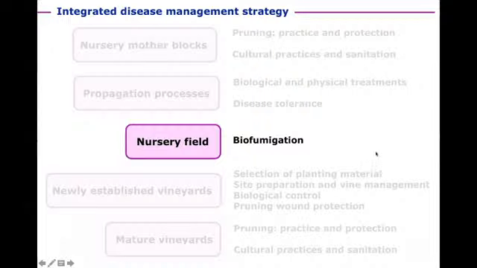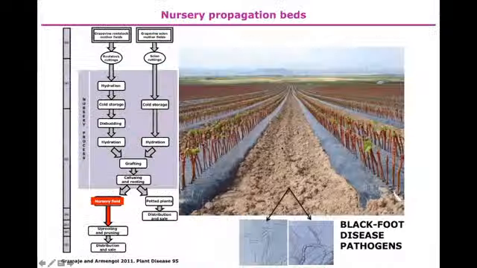Next step in the propagation process is the nursery field, and in this section I will talk about biofumigation. After grafting, vines are transported and planted in an open root field nursery. Rooting nursery soil is a critical propagation stage where fungal trunk pathogens, mainly blackfoot fungi, can infect planting material in grapevine.